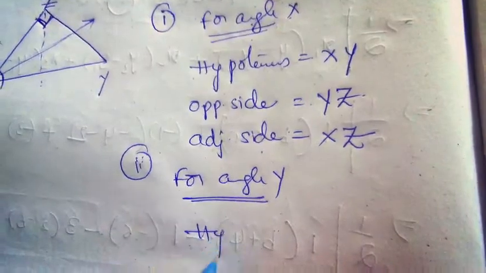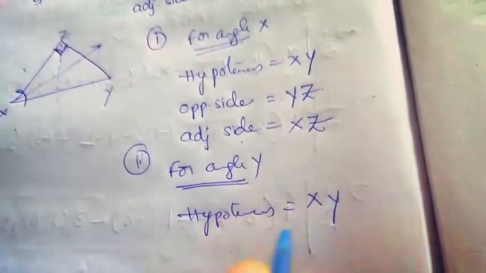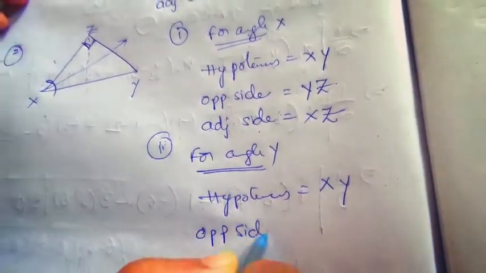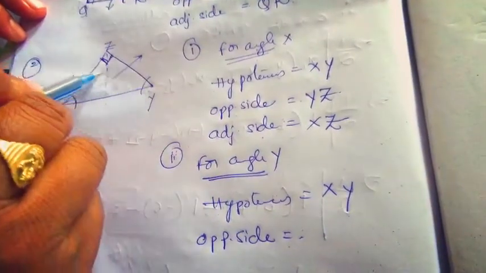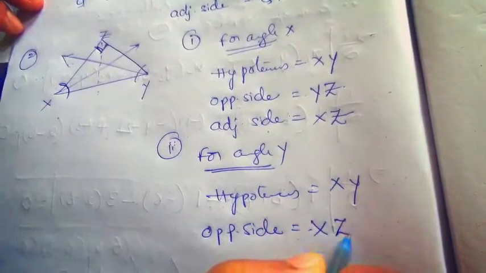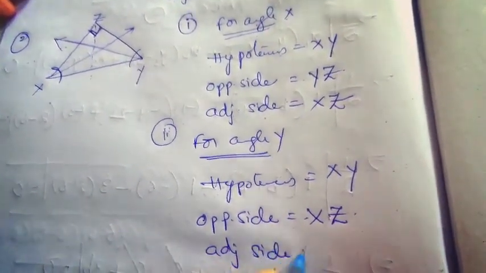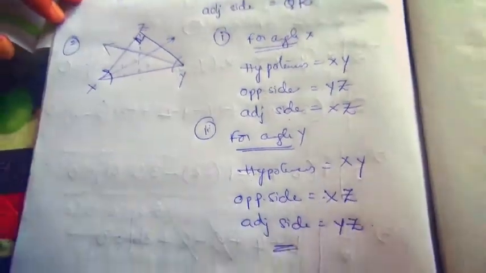Just like that, for angle Y also we have to write. Has the hypotenuse changed? No, that is XY. What is the opposite side for angle Y? For angle Y, the opposite side is XZ. What is the adjacent side? The remaining side, that is YZ. That's it, here we finished Do This.